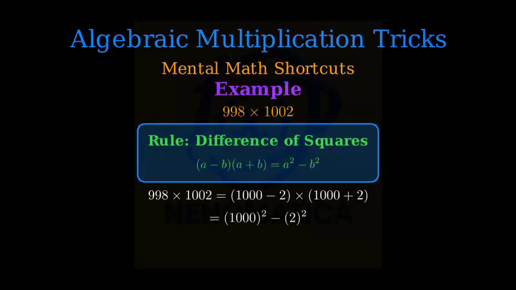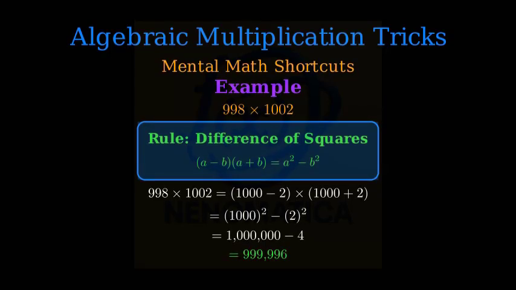Now we can easily calculate this. 1000 squared is 1 million and 2 squared is 4. So our result is 1 million minus 4, which gives us 999,996. Now, let's look at our second example.